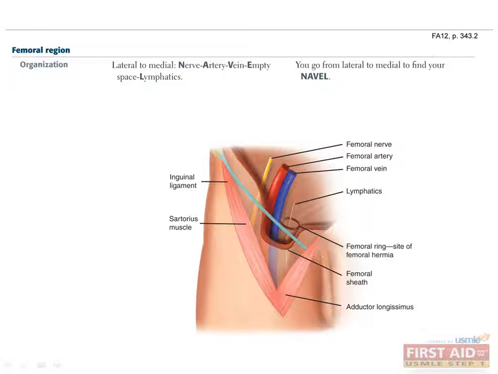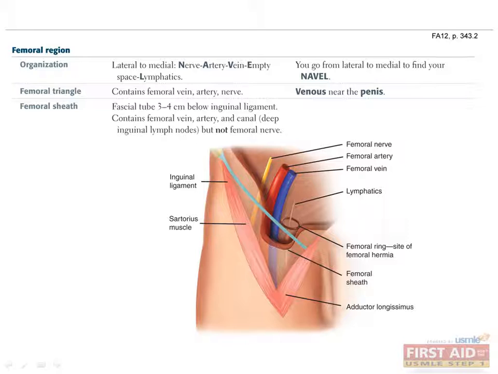We'll review the femoral region very briefly. The key mnemonic here is navel, N-A-V-E-L. This tells you the lateral to medial structure of the femoral region. The femoral nerve is the most lateral, and as you move medially, you'll encounter the femoral artery, vein, a gap of empty space, and then the lymphatic vessels.